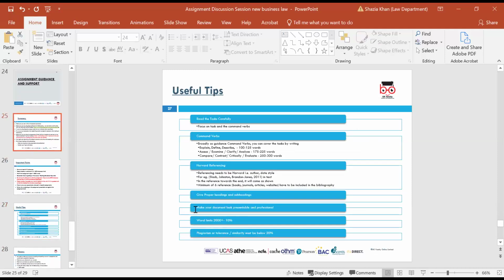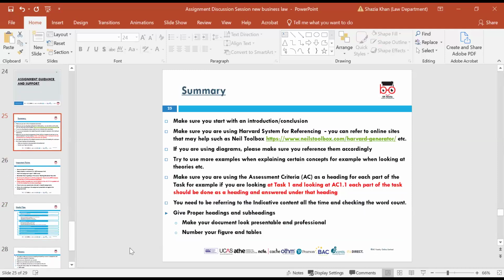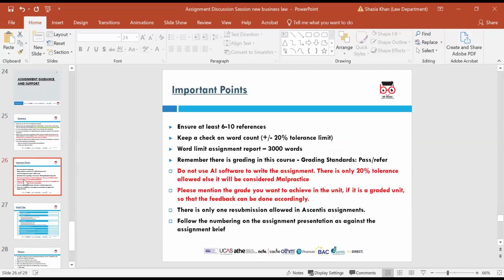You need to be referring to the indicative content all the time and checking your word count. Give proper headings and subheadings. Make your document look presentable and professional, and number your figures and diagrams. Ensure at least 6 to 10 references. Keep a check on the word count.